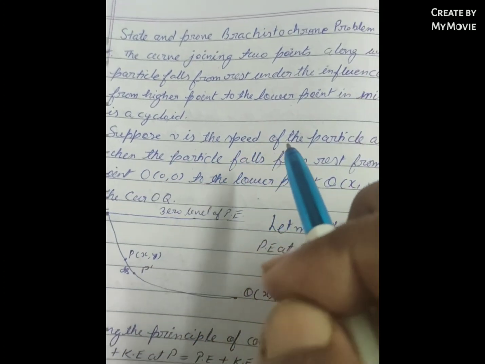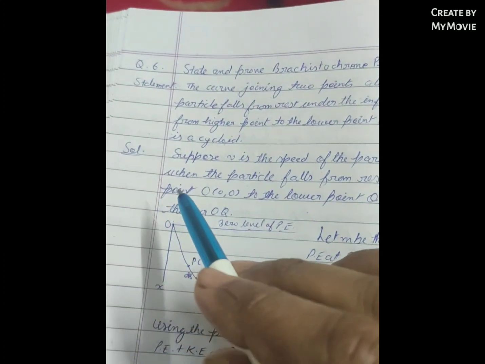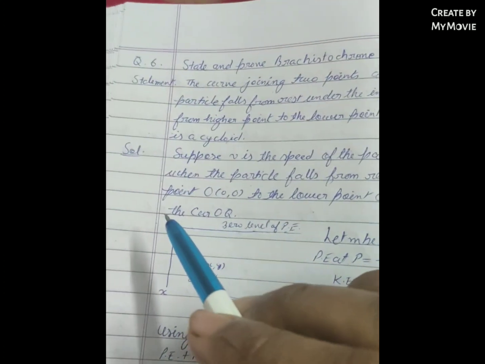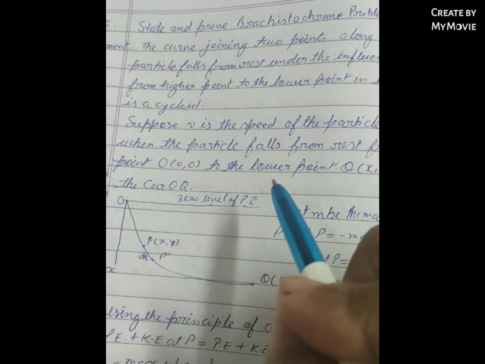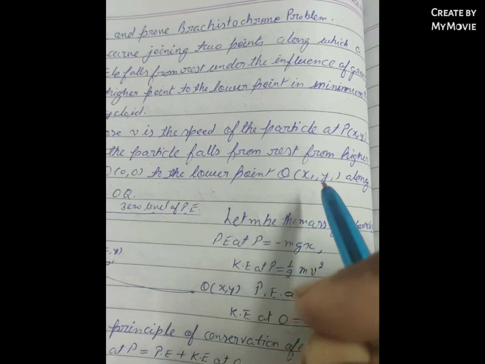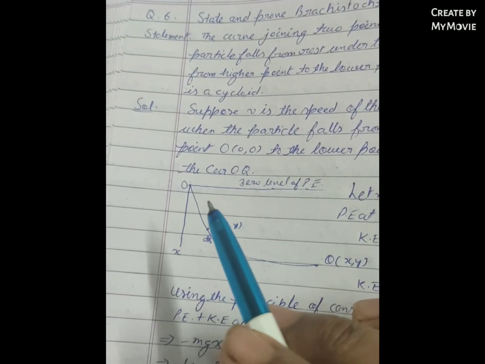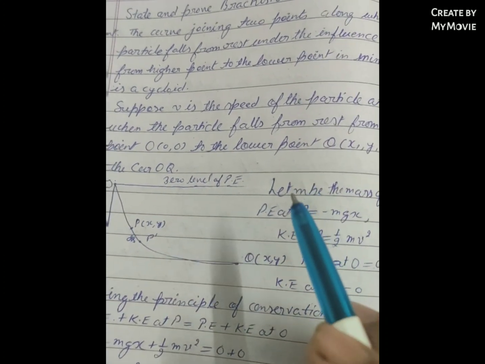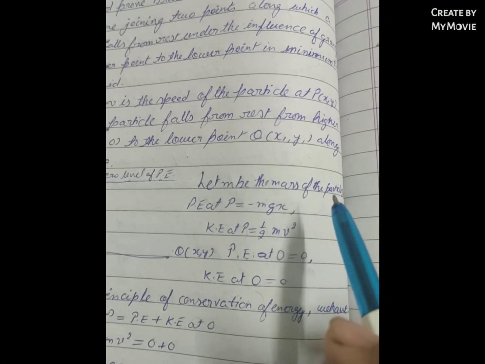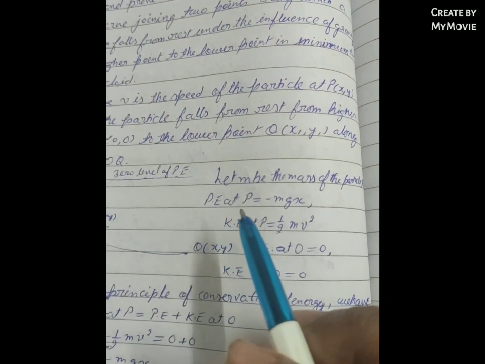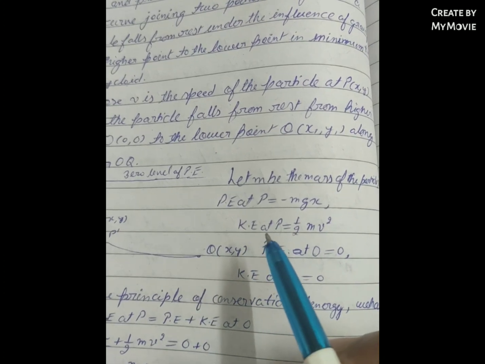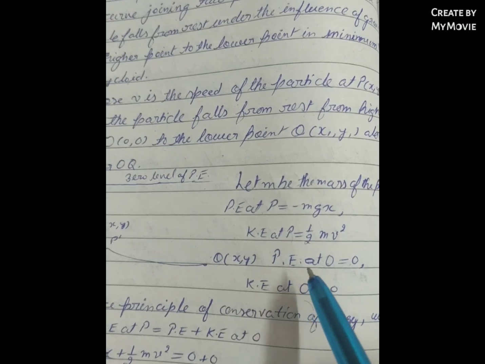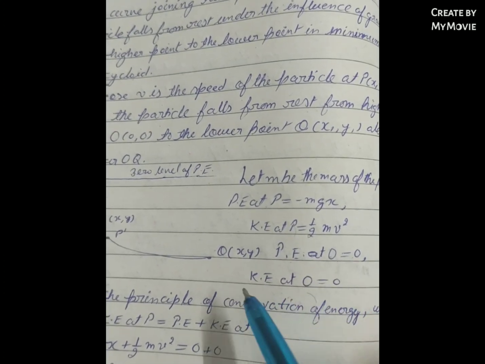Suppose v is the speed of the particle at P(x, y) when the particle falls from rest from the higher point O(0, 0) to the lower point Q(x, y) along the curve OQ. Let m be the mass of the particle. Then potential energy at P is equal to minus mgx, and kinetic energy at P is equal to half mv square. Potential energy at O is 0 and kinetic energy at O is 0.